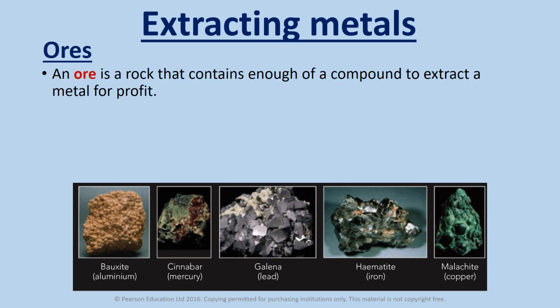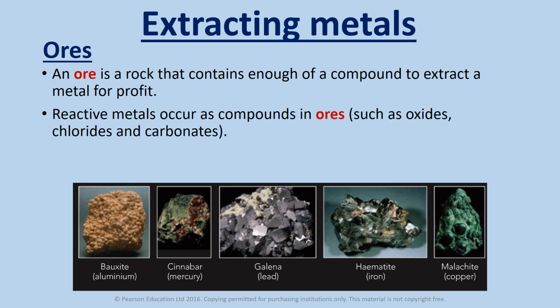An ore is a rock that contains enough of a compound to extract a metal for profit, and reactive metals occur as compounds in ores, such as oxides, chlorides and carbonates. Here we've got bauxite, which is aluminium oxide, cinnabar, which is a mercury compound, galena, which would be lead oxide, hematite, which is iron oxide, and malachite, which is a copper compound, probably copper oxide, and that's probably mercury oxide.